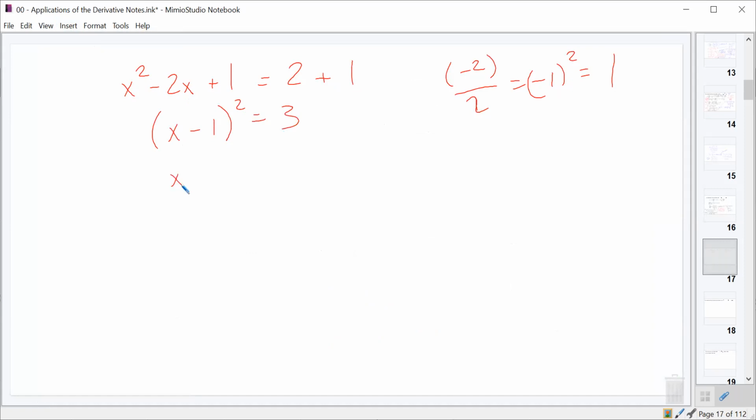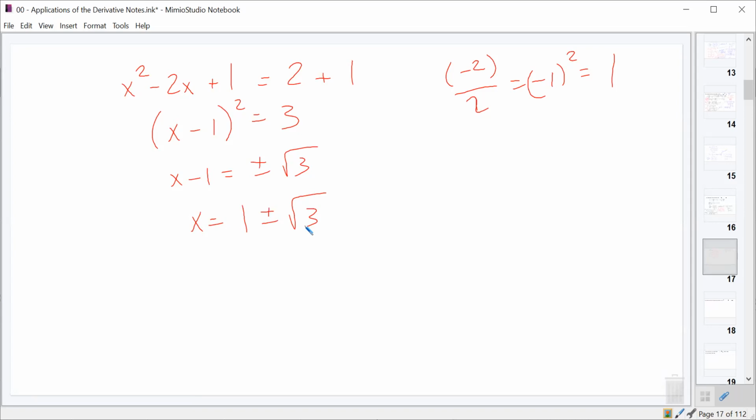And if you square root, you get x minus 1 equals plus or minus root 3. And x equals 1 plus or minus root 3. So those are 2 possibilities for where we might have a vertical tangent line.